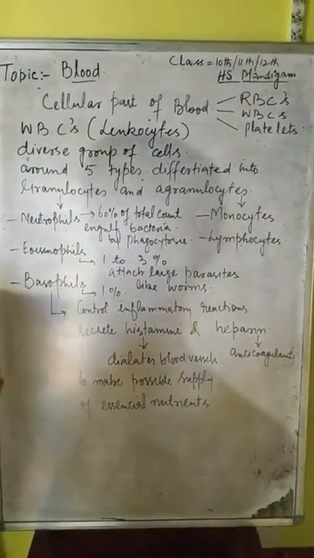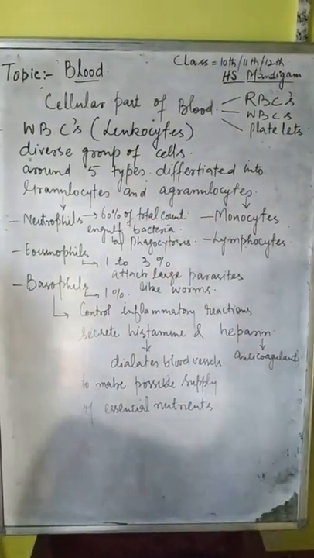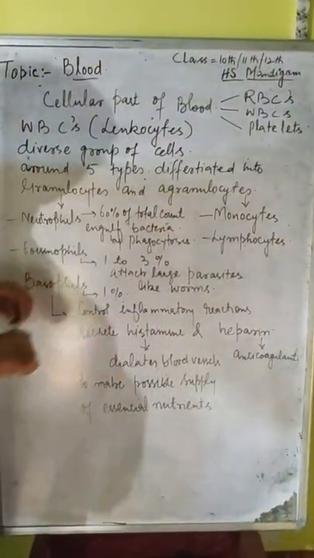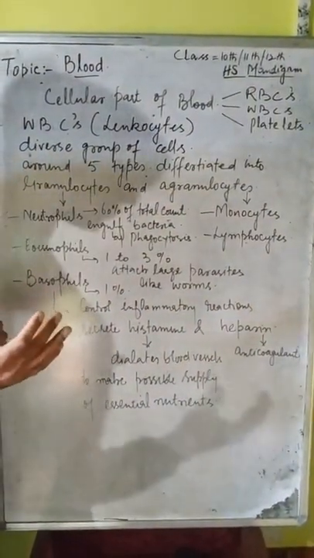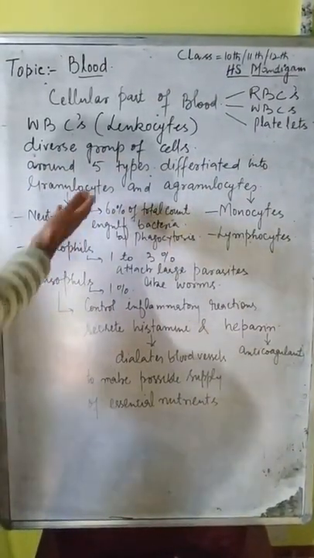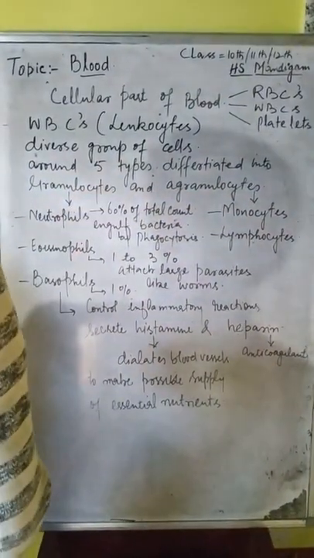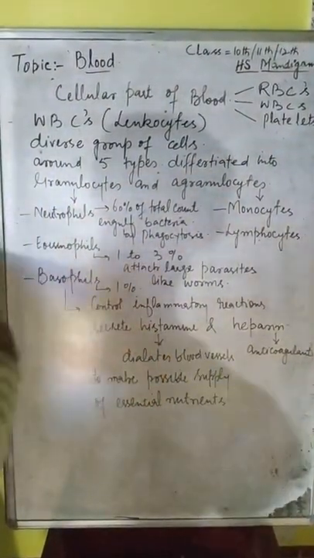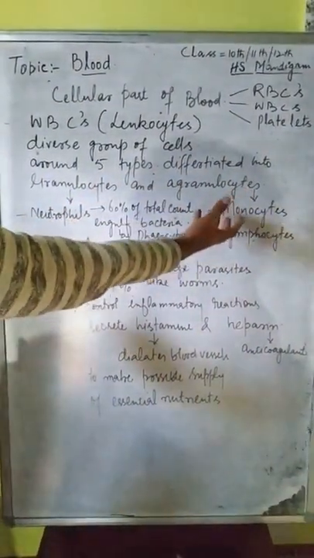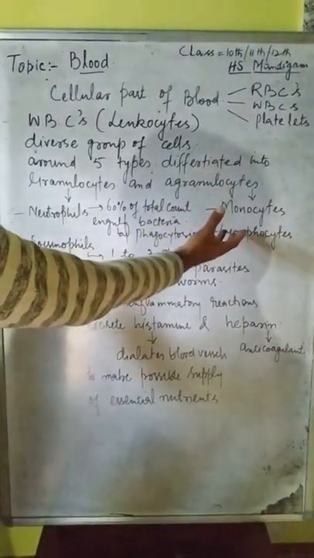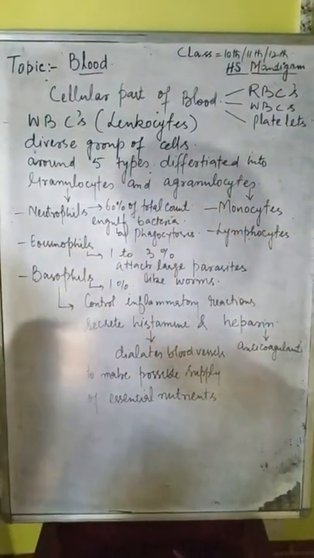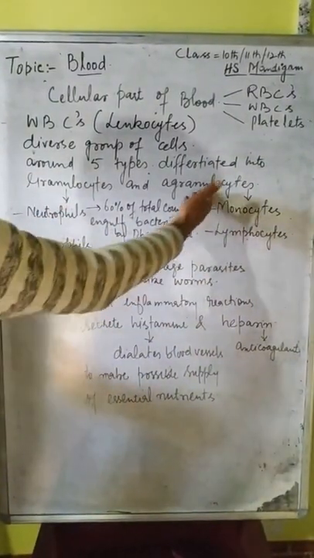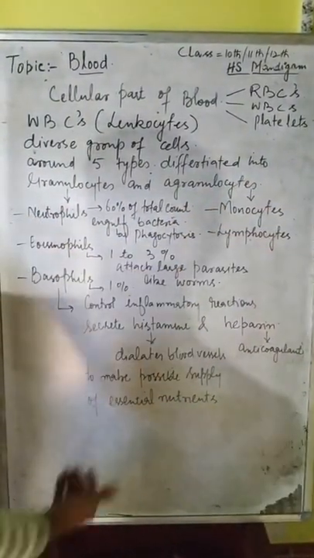They are differentiated into two groups. One is granulocytes and another one is agranulocytes, depending upon the presence of granules, especially lysosomes. So granulocytes are those WBCs which have lysosomes as granules in them, and agranulocytes are those WBCs which do not have granules. So now let us see the granulocytes. They are 3 in number, and agranulocytes are 2 in number.